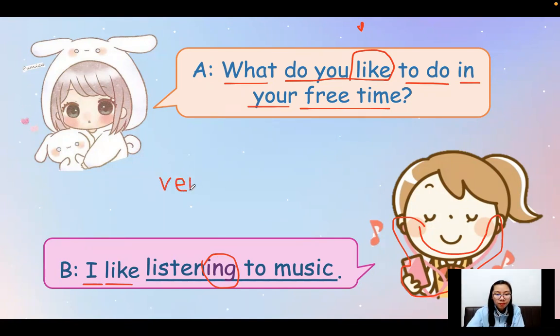What is a verb? Verbs are actions. So just like listen. Listen is an action. So verb plus ing. Just like this one, we have listen plus ing, we have listening. Okay, so let's try to transform verbs into ing form.